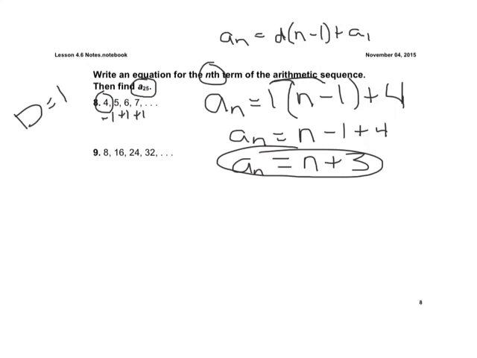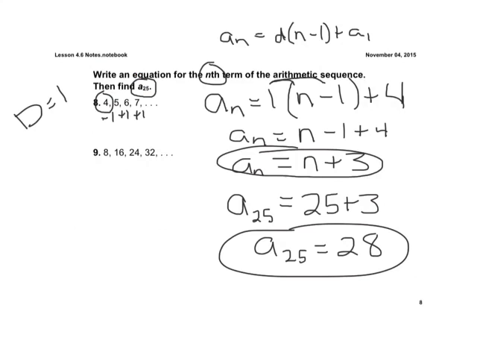Now the second thing they want us to find is a sub 25, so we need to plug in 25 for n. They want us to find the 25th term of that sequence. So instead of n we have 25, that means the 25th term of the sequence, and we plug 25 in right here for n in our equation. So 25 plus 3. We find that the 25th term in this sequence is going to be 28.